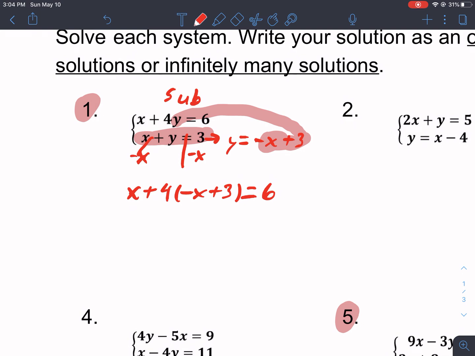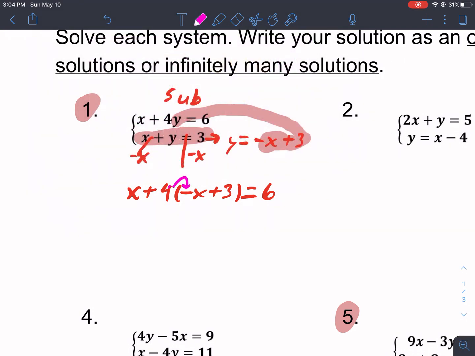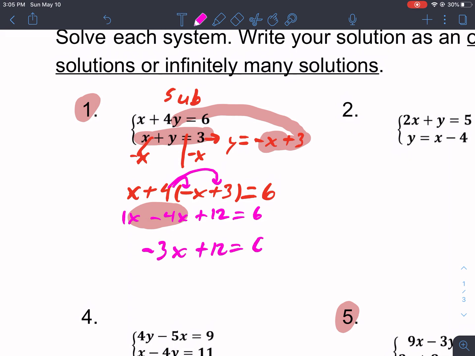So I've got to do the distributive property, right? Distribute that: 4 times negative x is negative 4x, and 4 times 3 is 12, equals 6. I can combine like terms here, since they both have x's. That's technically 1 minus 4, which gives negative 3x plus 12 equals 6.